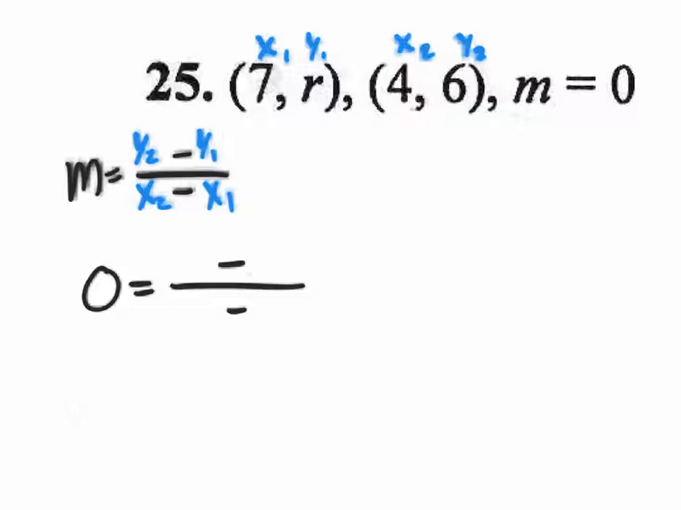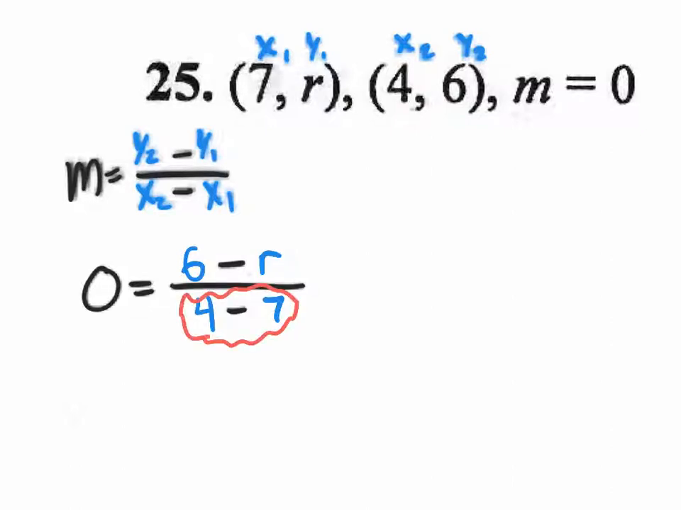So instead of y2, what am I going to write right here? 6. Okay, so we have a 6 right there. And instead of y1, r. Instead of x2, 4. And instead of x1, 7. So this is our equation that we need to solve. Of course, if you could simplify anything, go for it.